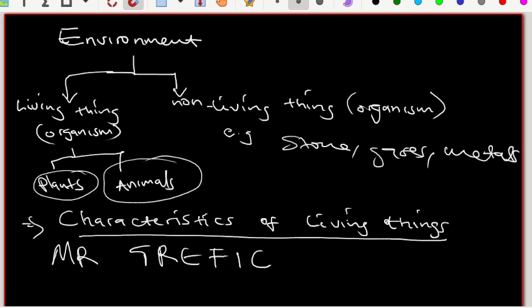So how can you differentiate living things from non-living things, or non-living organisms from living organisms? These are what we call characteristics. So once you know the characteristics of living things and the characteristics of non-living things, you'll be able to understand that. This is a mnemonic which we use to remember. I'll explain to you later what each letter means and what it stands for.